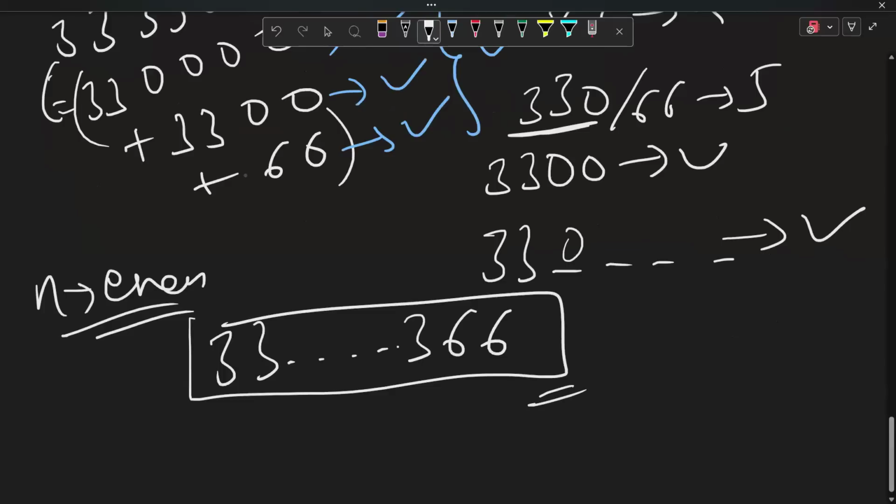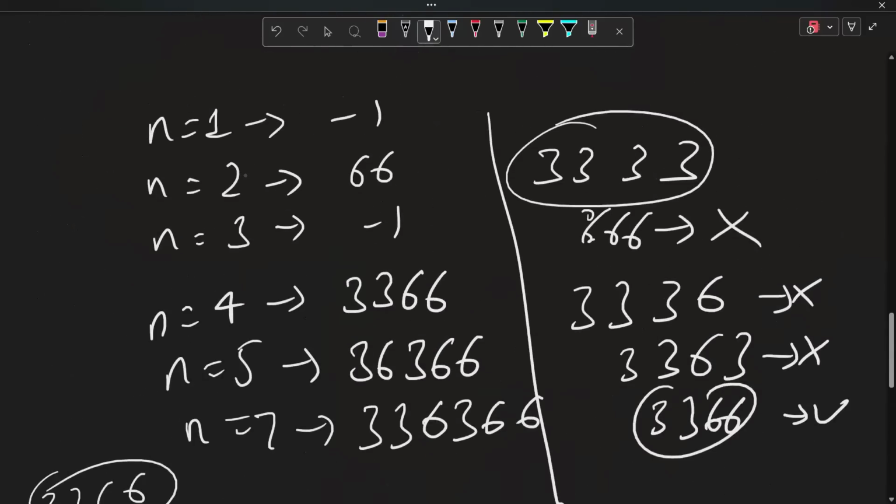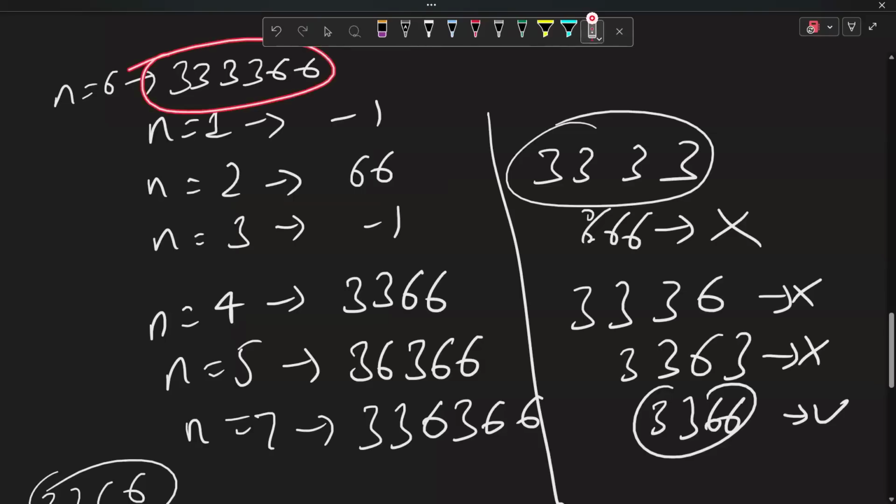Just by observing the test cases, you can see for even, when n was 4, you had 3 3 6 6. When n was 2, you had just 6 6. For n equal to 6, your answer is going to be 3 3 3 3, then 6 6. So by looking at test cases, you can observe that for even you would have pairs of 3 3, and at the end the last pair would be 6 6.